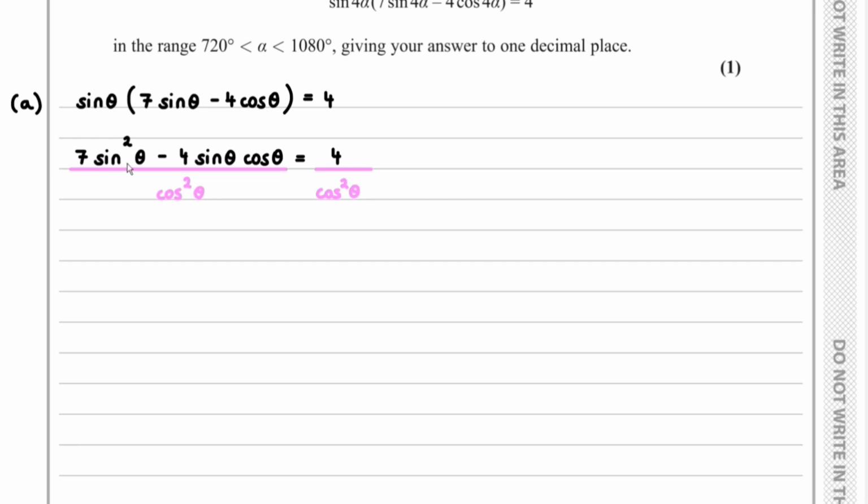So we have 7 sin squared theta over cos squared theta, that's 7 tan squared theta. Then we've got negative 4 sin theta cos theta over cos squared theta. Now cos theta over cos squared theta, that's just 1 over cos theta. So I've got 4 sin theta over cos theta, we end up with, including this negative, negative 4 tan theta. And on the right hand side we have 4 over cos squared theta.